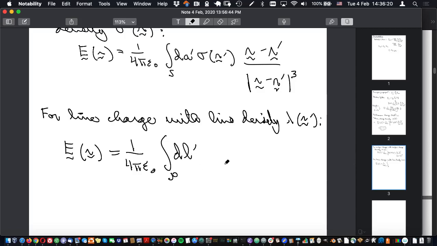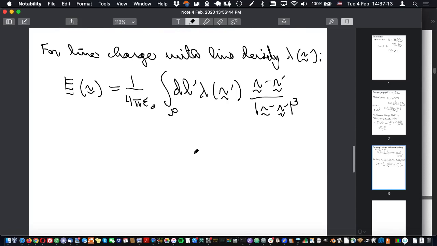Okay, and then dl prime with lambda of R prime, and again R minus R prime divided by R minus R prime cubed. Okay, and now L prime here coordinates the path that I'm taking. So depending on your path, for example, if you had an arc of a circle, then this dl prime would be the line element along this path on the circle. Or if it's the side of a square, then it's just the differential element coordinating you along the path going through this. So I presume you've seen these things before.